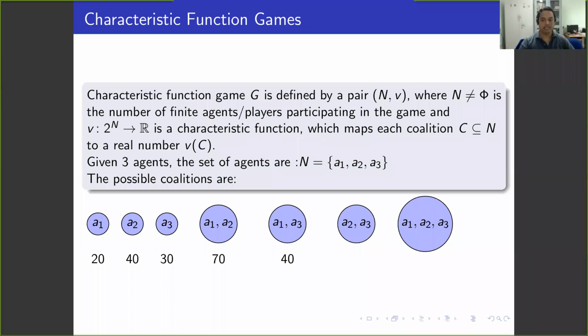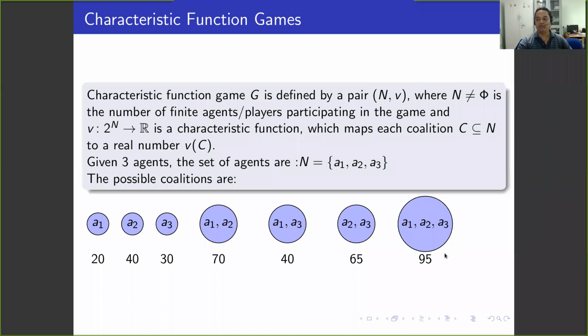A1, A3. If A1 works alone it is 20, if A3 works alone it is 30, the total value is 20 plus 30, 50. But if A1, A3 work together, joining hands, their profit is 40. So they will not form a coalition, because if they join hands, their profit is decreasing. Similarly, if A2 and A3 work together, then the profit is 65. But if A2 and A3 work separately, then the profit is 40 plus 30. So of course, they will prefer to work separately.